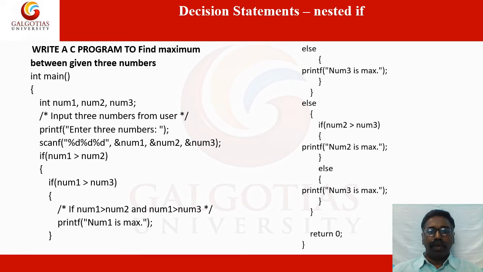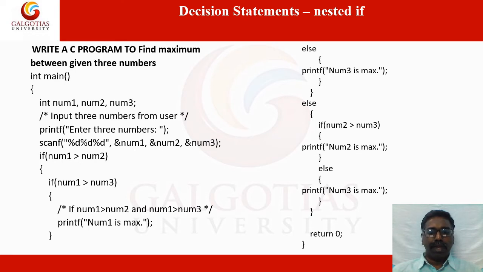Now we are going to discuss nested if in the decision statements. The question is, write a C program to find the maximum between three given numbers. We are going to find out the maximum between three numbers, so we are going to get the three values from the user. We are going to declare three integer variables called num1, num2, num3.